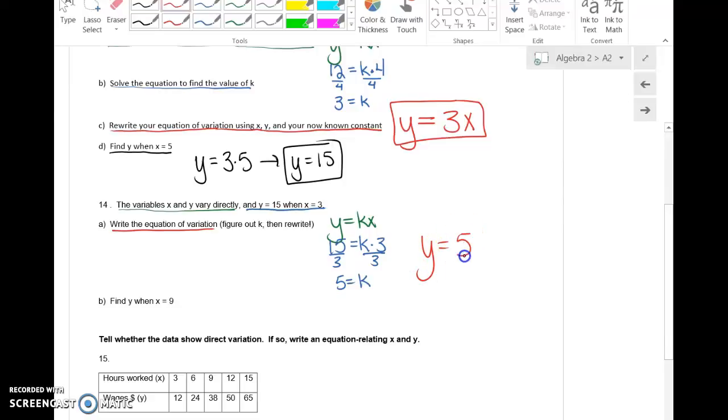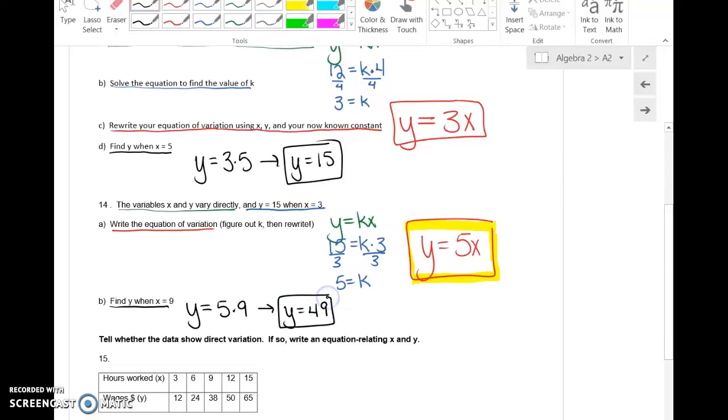Y equals 5x. This is the part that a lot of people forget to do. A lot of people figure out that k equals 5 and they think, whew, k equals 5, I'm done. But you really have to make sure that you write that direct variation equation using that k value that you found. Then find y when x equals 9. Use our equation y equals 5x, but plug that 9 in to find out that y equals 49. When x equals 9, y equals, not 49, 45.